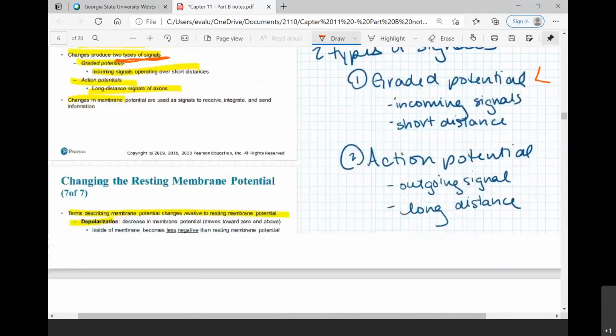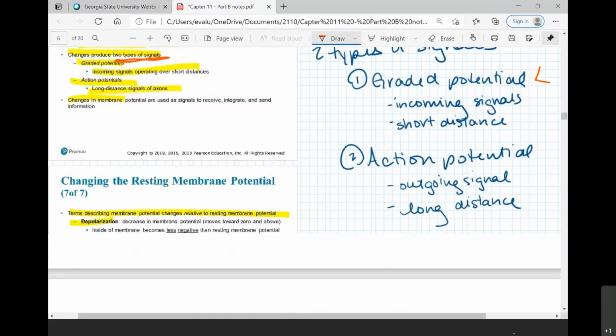And then you have something called an action potential. An action potential is going to be the outgoing signal. It is you now telling something to someone. And it's usually over a pretty long distance. So we've got a graded, which is short and only incoming, and an action potential, which is long distance and outgoing. So it's kind of what is happening with this resting membrane potential and the communication that occurs from it.